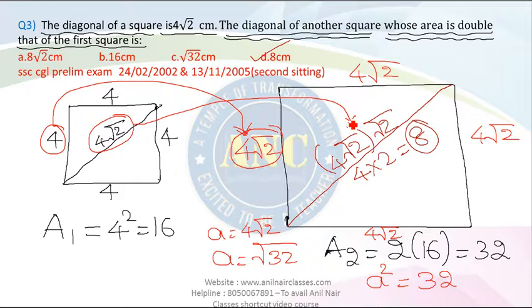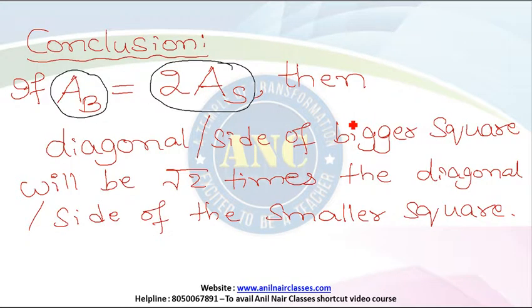That means if the area of the bigger square is 2 times the smaller square, then either take the side or the diagonal of the bigger square. That side or diagonal will definitely be equal to root 2 times the side or the diagonal of the smaller square. This is the beautiful conclusion we can have.